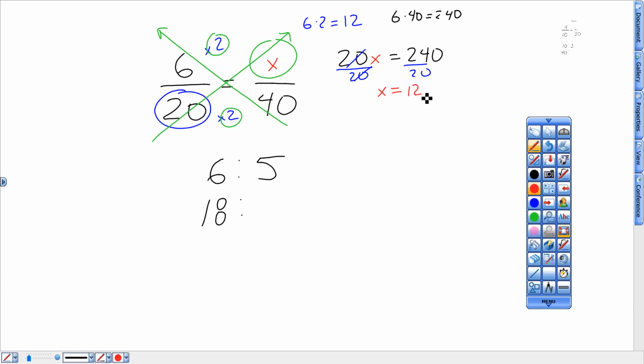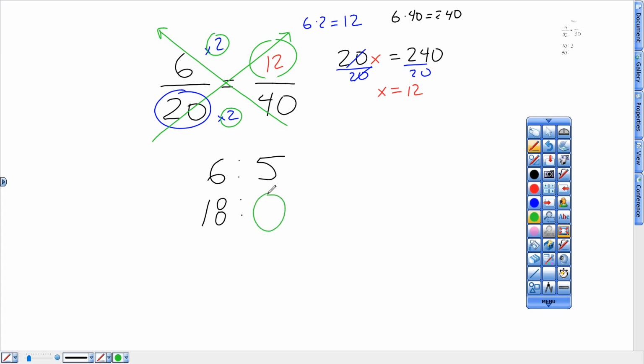An algebraic way of finding that missing number. I, again, would rather have you just do it the ratio way. All right, another one. So I got 6 to 5. I'm trying to find this missing number.